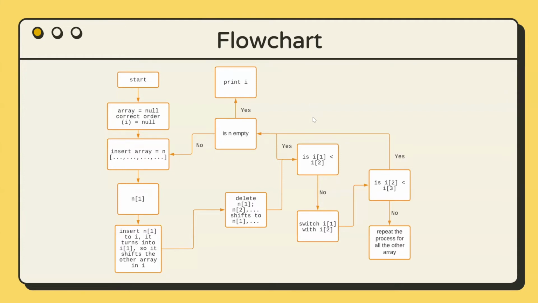And then if I1 is greater than I2, they will swap position. So I1 and I2 will swap position. And then the process will continue for I2, I3, and so on. Next.